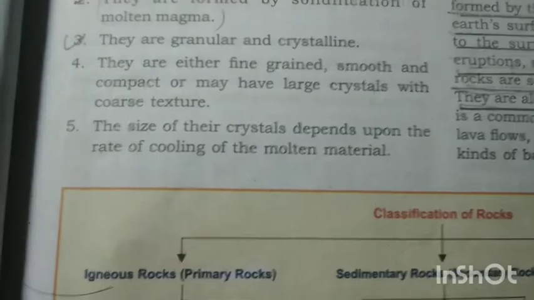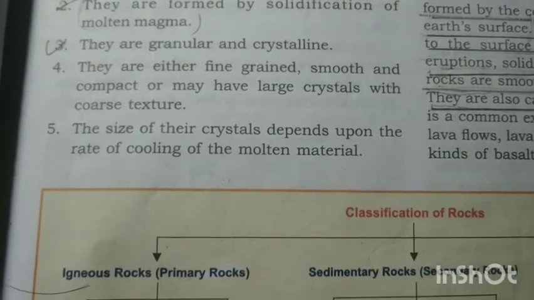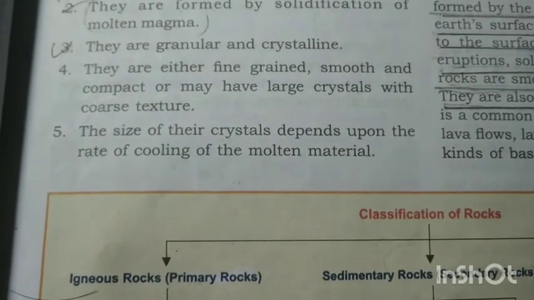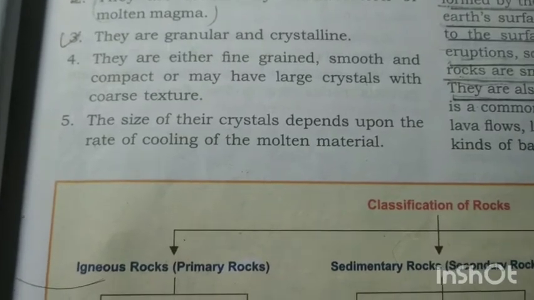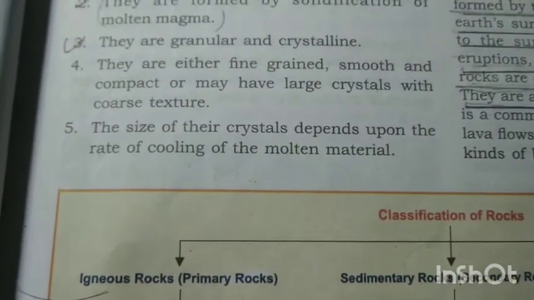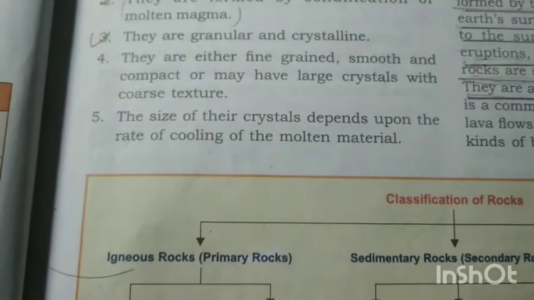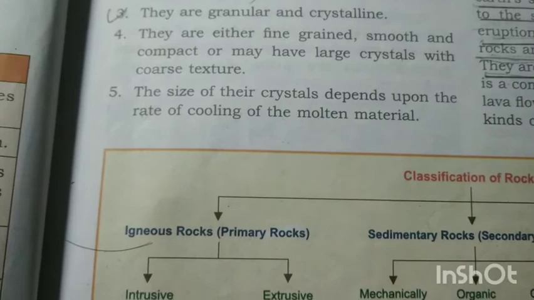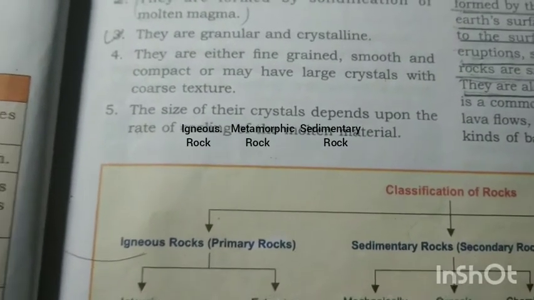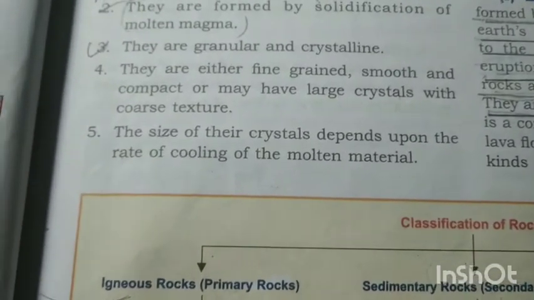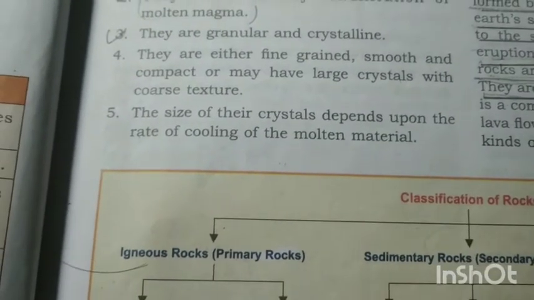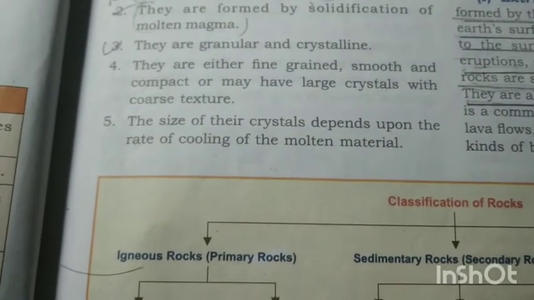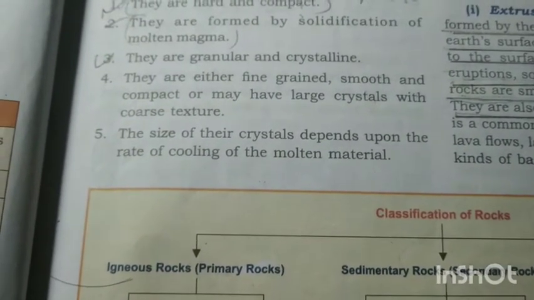Rapid cooling forms small stones, or you could say small rocks, and slow cooling means big rocks. So the rate of cooling of the molten material determines the size of the crystal. If the rate of cooling is very fast, then it will form small rocks. But if it cools down slowly, then big rocks will form.